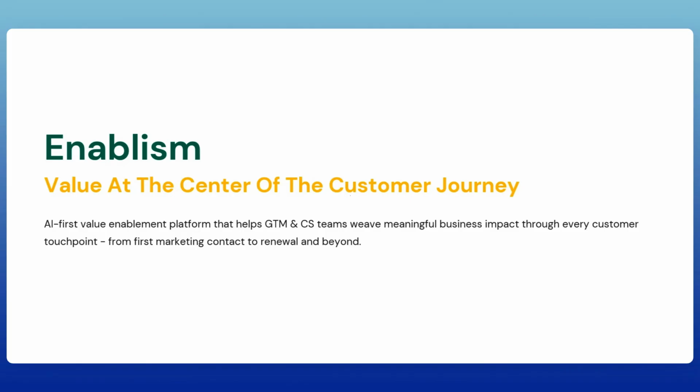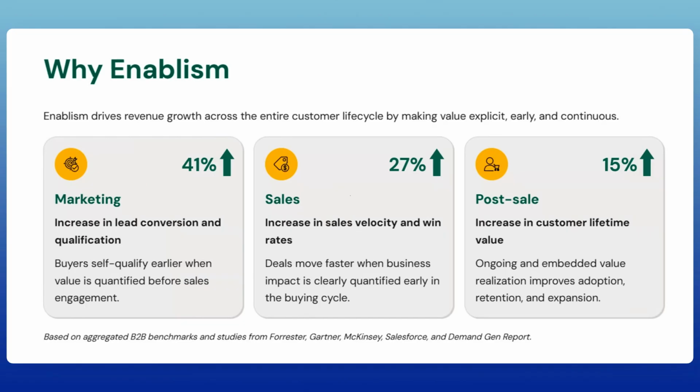Enablism steps in to provide go-to-market and customer success teams with a single place to build, share, and track value throughout the entire customer journey. The significance here is that by making value explicit from the start and maintaining it, teams can drive tangible revenue impact across the customer journey.